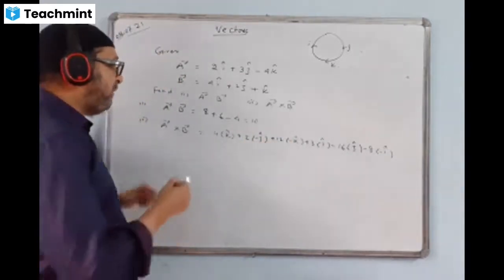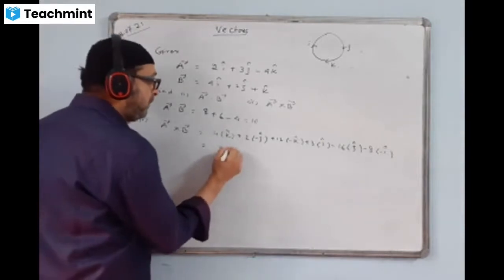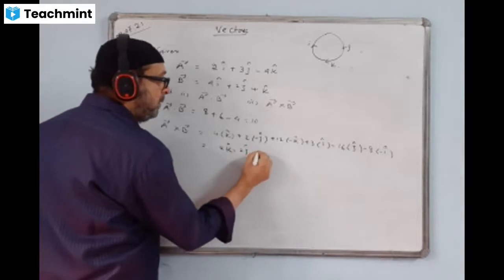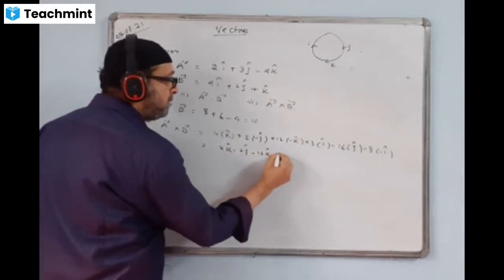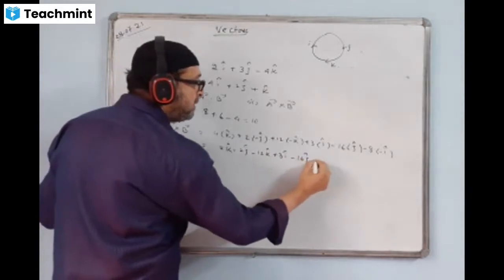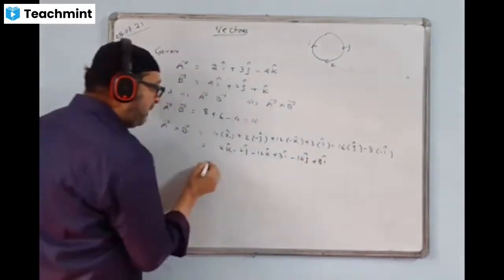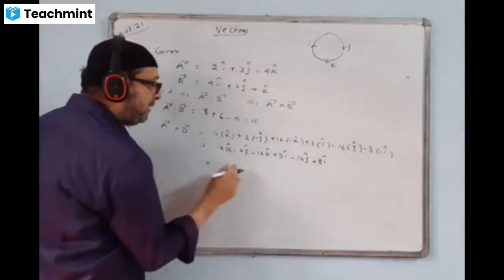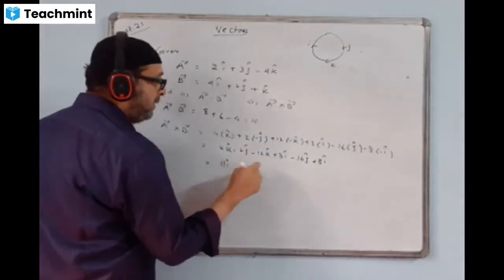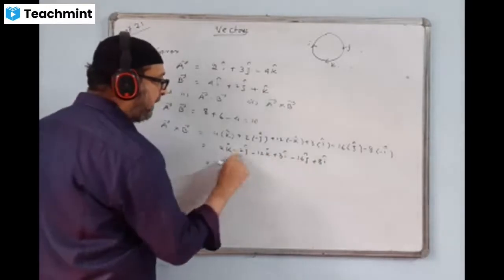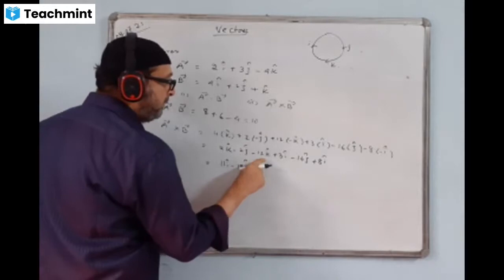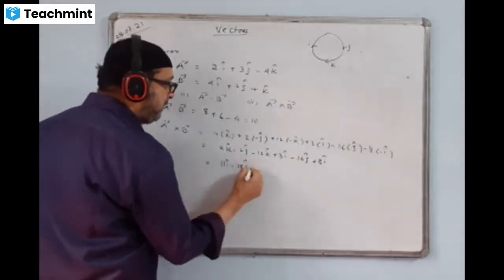Now I'll simplify, right here 4k minus 2j minus 12k plus 3i minus 16j plus 8i. I write the answer in order now. First I'll take i: 8i plus 3i, I'll simplify them as 11i. Then j: minus 16 minus 2 will become minus 18, so minus 18j. Minus 12k plus 4k will give us minus 8k.